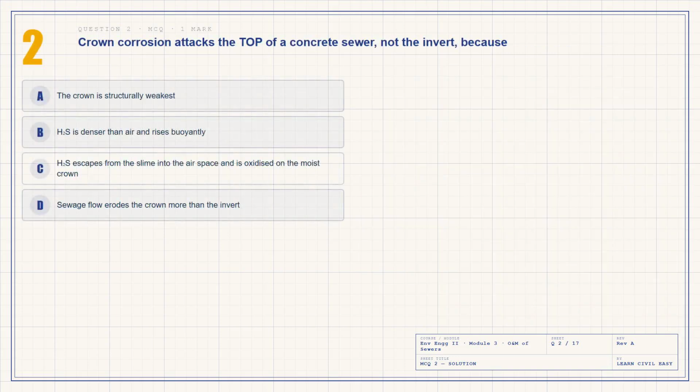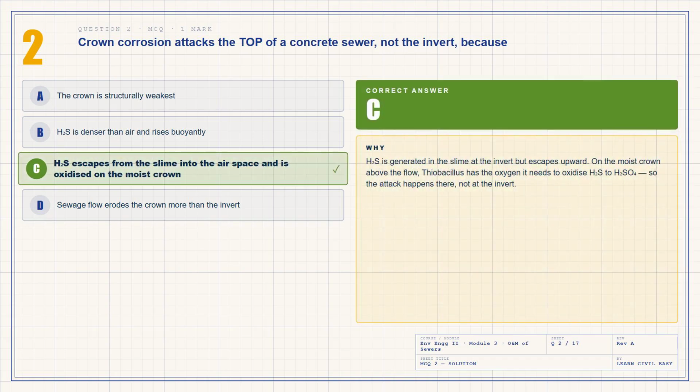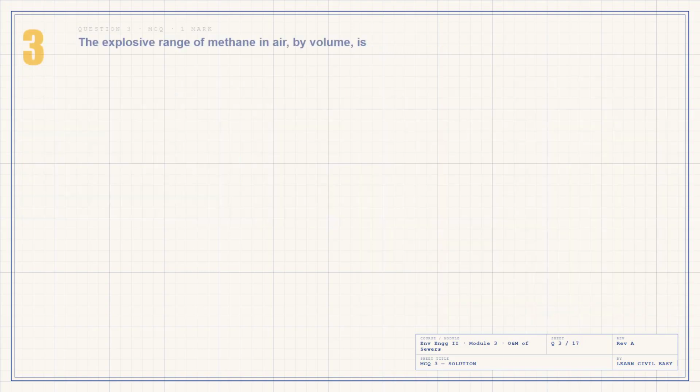Question 2. The answer is C. Hydrogen sulfide is produced in the slime at the bottom of the sewer, but it escapes upward into the airspace. On the moist crown, Thiobacillus bacteria find both the gas and the oxygen they need to make sulfuric acid. That is why crown corrosion attacks the top, not the invert.